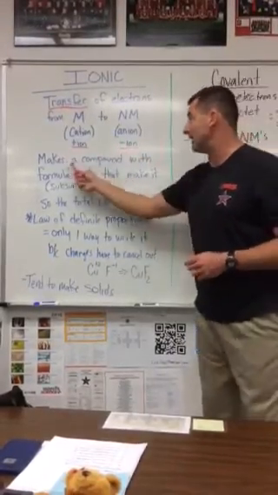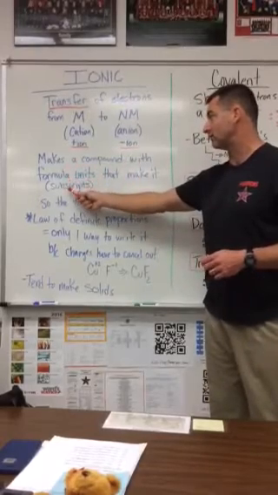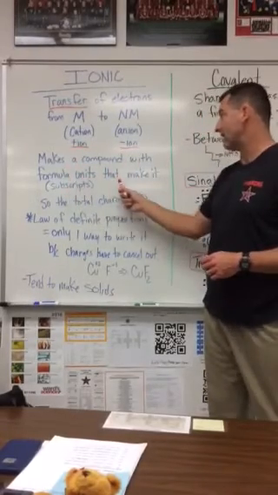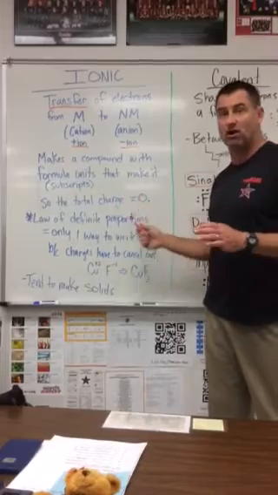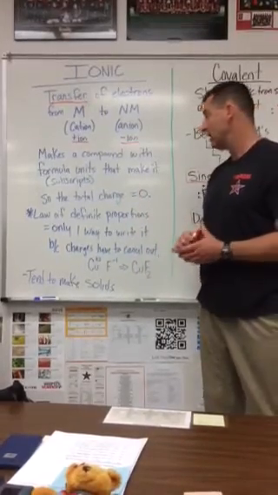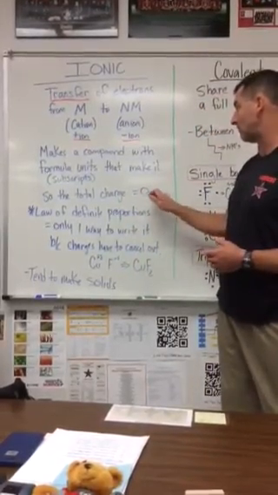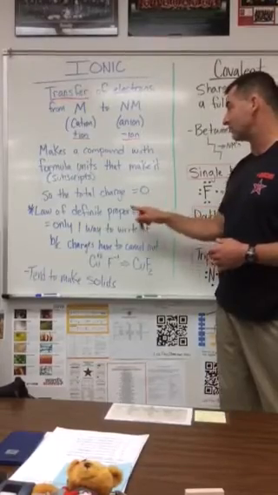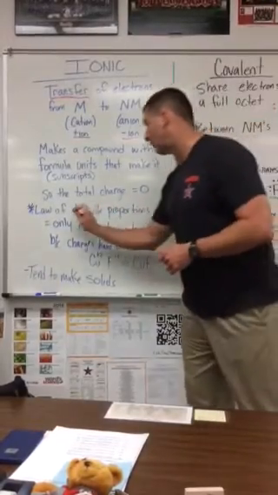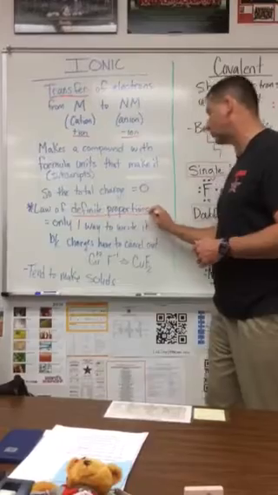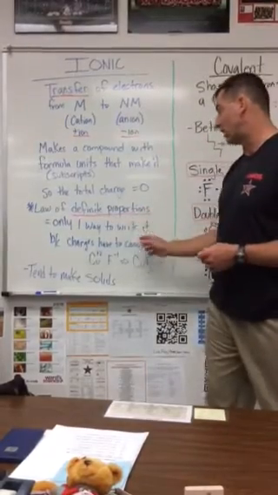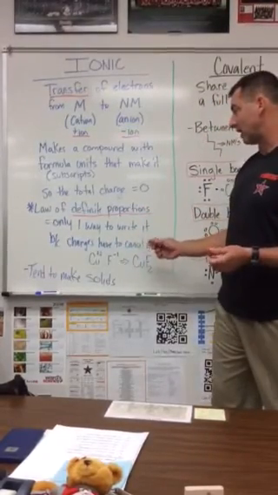Now, it's going to make compounds with formula units, we call those subscripts, that make it so the total charge of the compound has to equal 0. And so because the total charge of the compound has to equal 0, there's only one way to write it, and we call that the law of definite proportions, because there's only one way to write an ionic compound.